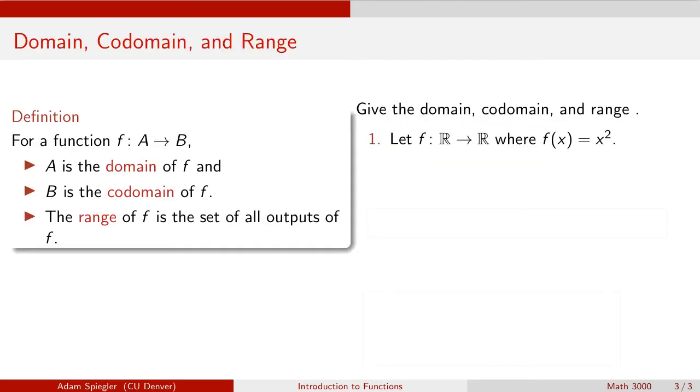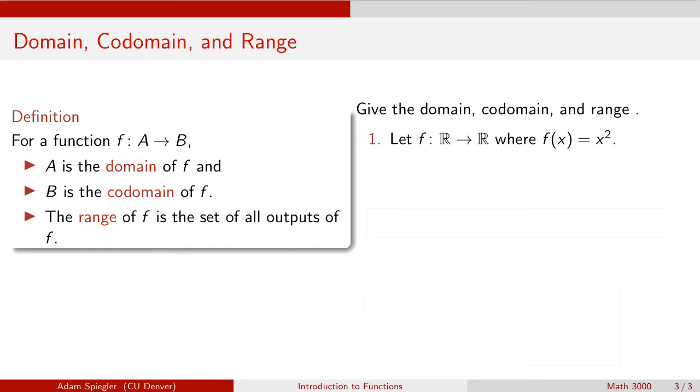Okay, so some terminology with functions. The set A is called the domain. So these would be the set of all inputs in the function. The set B is called the codomain. And so this is where all of the outputs sit inside. And then the range is the set of all outputs of the function f.